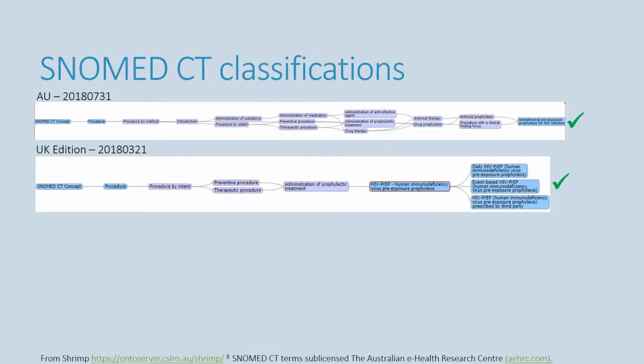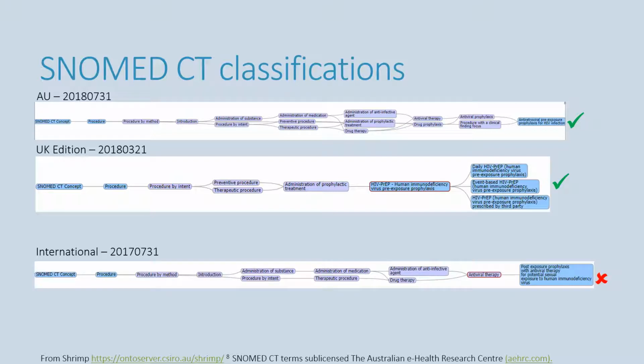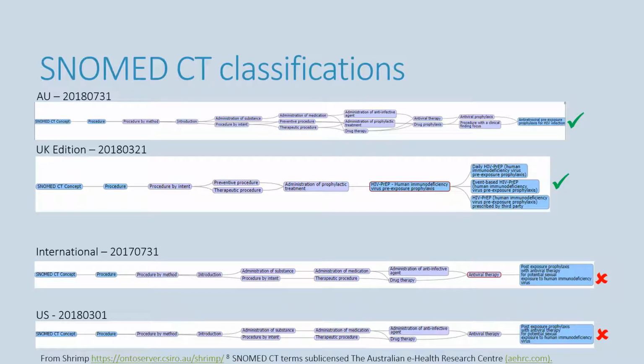Compared to the UK, where PrEP is its own individual category and has subcategories related to daily regular dosing, or event dosing, where medication is only taken before high-risk activities. In New Zealand, only daily dosing is funded. Neither the international or US releases have PrEP listed, only PEP. These are older releases, however.